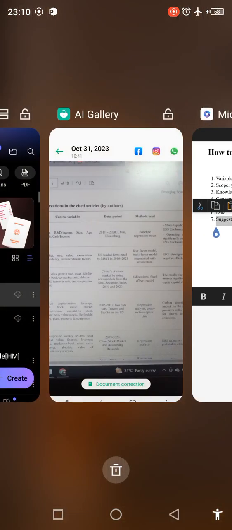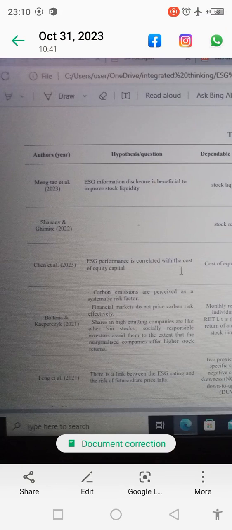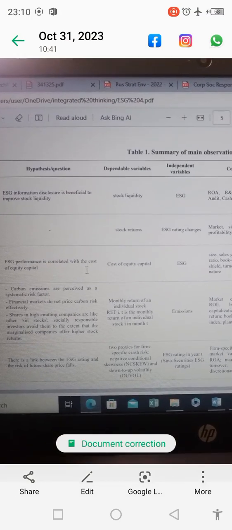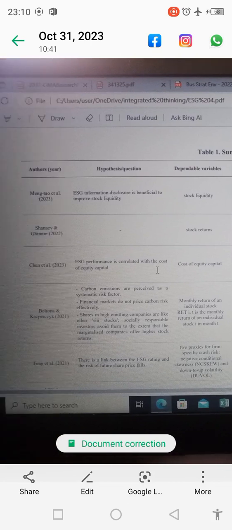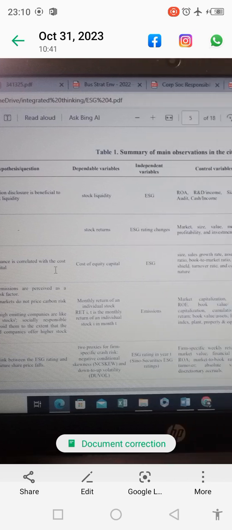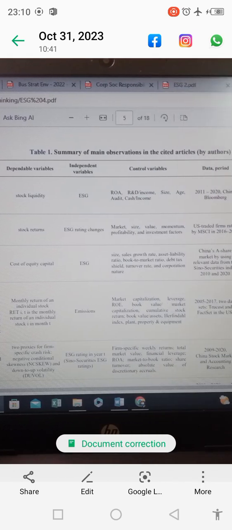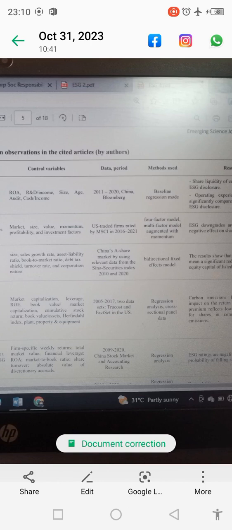Let me quickly show you something inside our formats here, so that it will be easy for you to identify these things when you are mapping out your literature. There is what we call empirical literature. There is what we call conceptual literature. I want you to look at every literature that is being mapped out inside this particular literature map. I hope you can see them. Our dependent variable, the objectives, the independent variable, the control variable, data period.